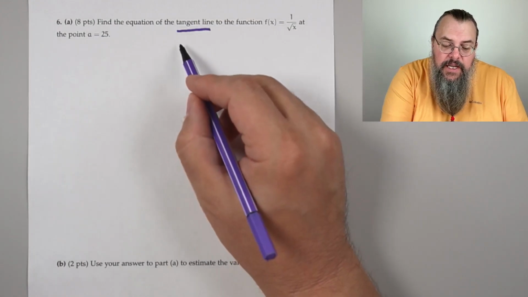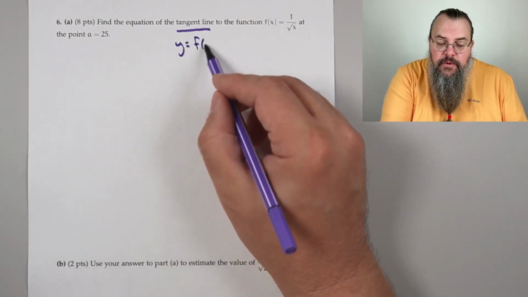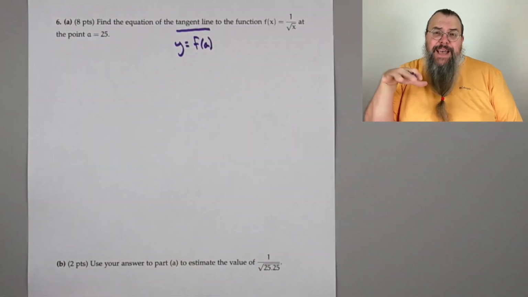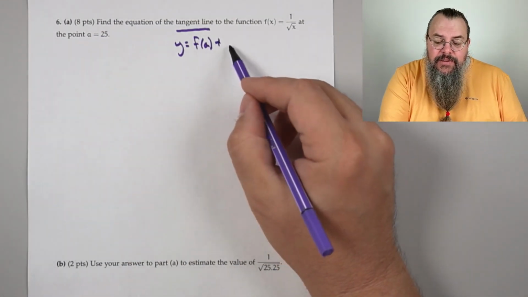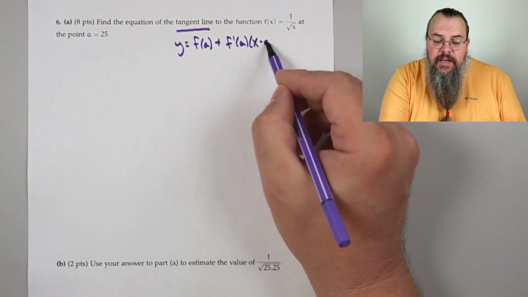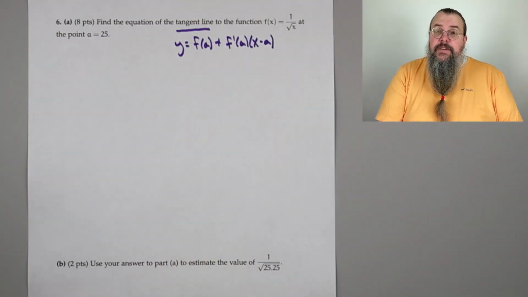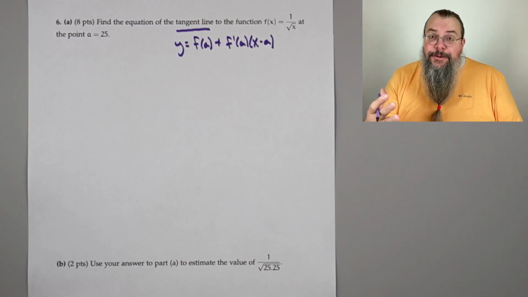And the way we find these is we say y is equal to the value of the function at our point, because if we want to approximate the function, we should match the function at the point, plus the derivative at that point times x minus a. So that's our tangent line formula. You're going to see that over and over again. It's just one of those you want to just know.